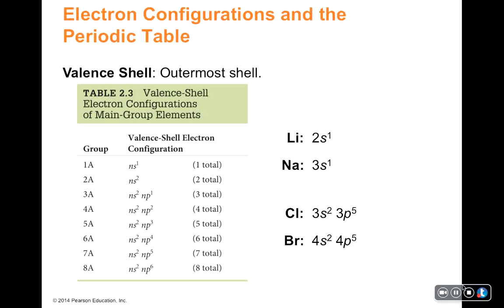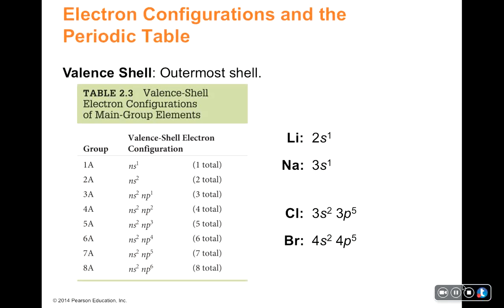So they are the ones to really focus on, and the ones that we will spend most of our time talking about, frankly, after this chapter, is valence shell electrons. And it turns out there's a relationship between the group number. Remember I said before in chapter 1 that would come back, and here it is. The group number tells you the number of valence shell electrons.